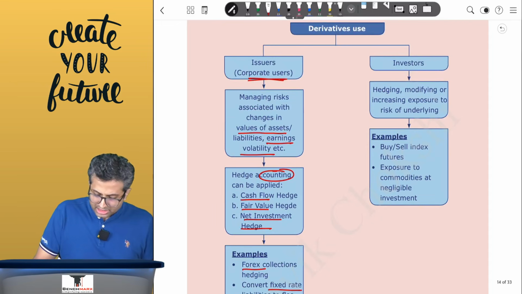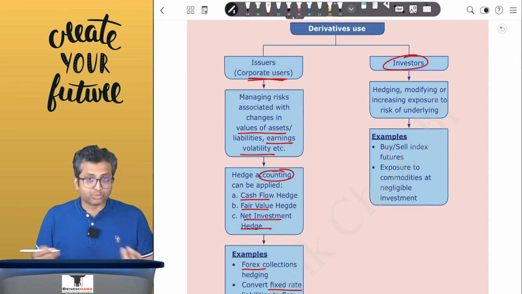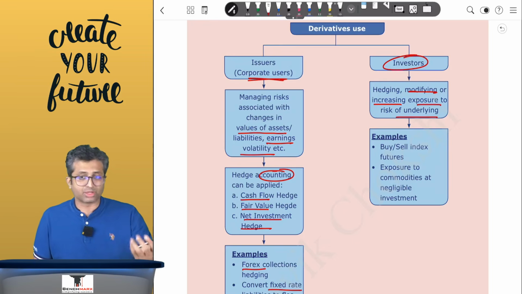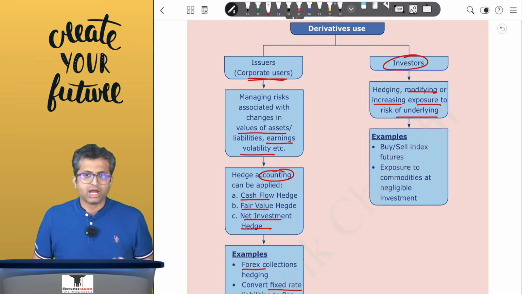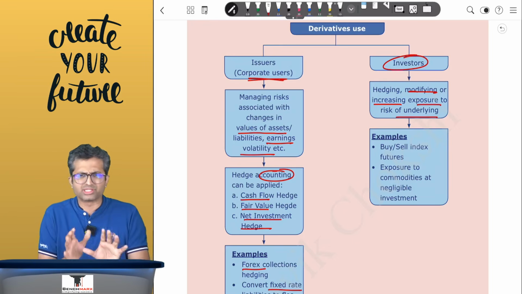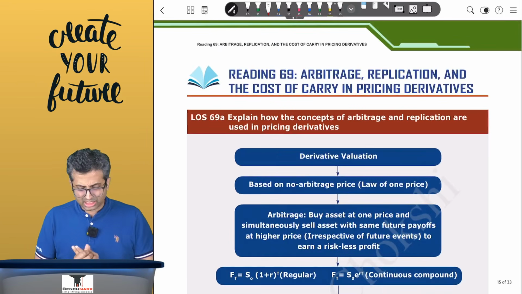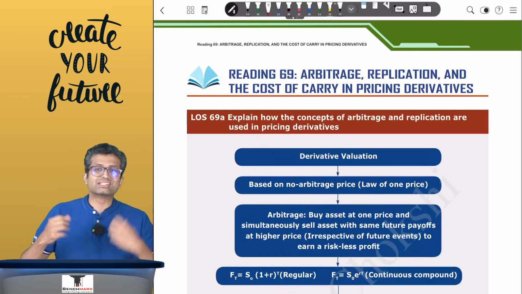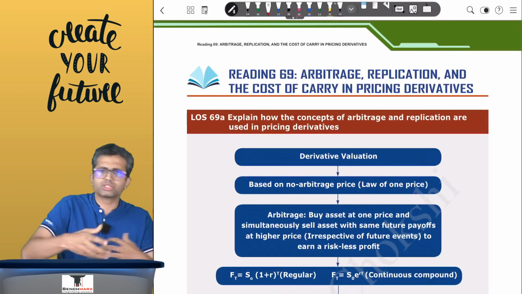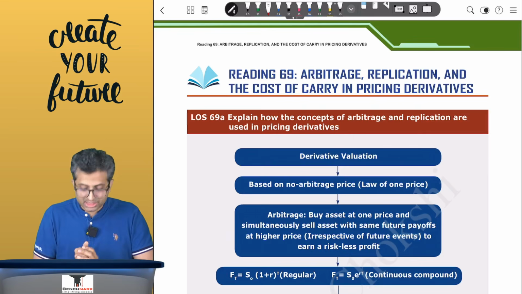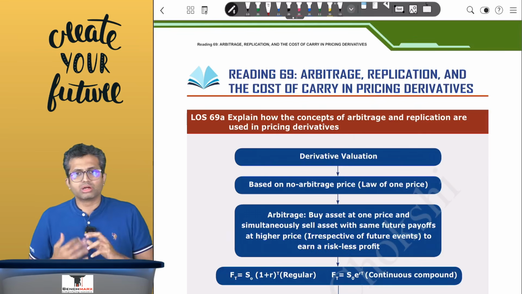Okay. Next, for investors, like a portfolio manager, you can use it for modifying or increasing the risk. You can buy or sell the index future. You can manage the exposure to commodities, etc. So it is a very generic heading. Now the next reading focuses on the general principle of what we mean by arbitrage, what we mean by replication, and how that can be used as the base for pricing the derivative contracts.